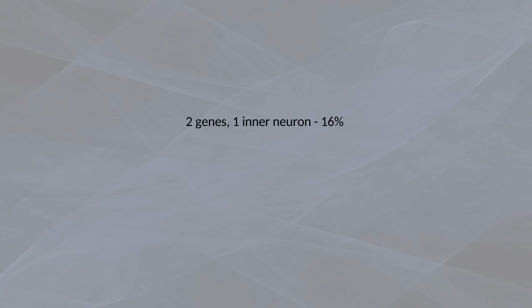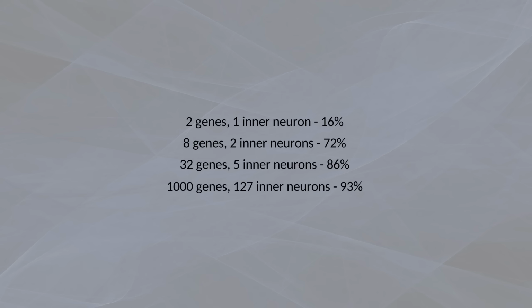And so here's what we found out. With only 2 brain connections and 1 internal neuron, 16% of them managed to survive the selection criterion and reproduce. With 8 connections and 2 neurons, 72%, 32 connections, 5 neurons, 86%, and with 1,000 connections and 127 internal neurons, 93% survived and reproduced. The takeaway message here, I guess, is that your neurons are valuable. They serve you well. Take care of your neurons.